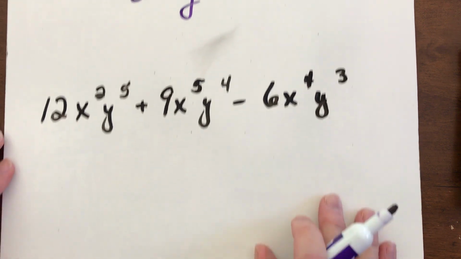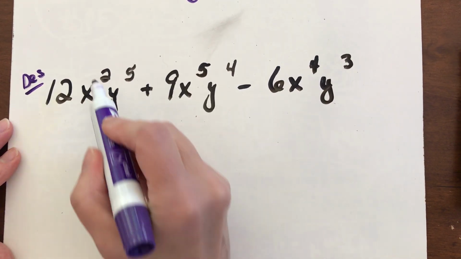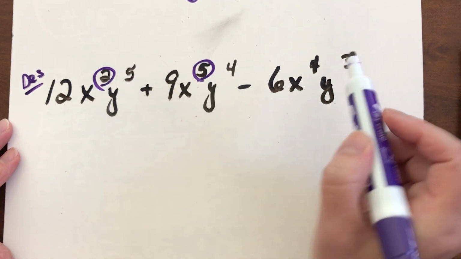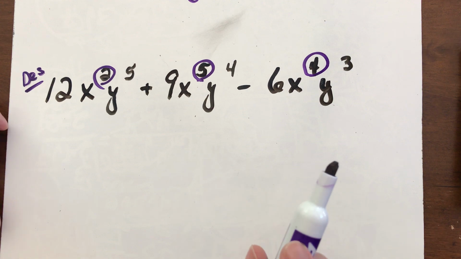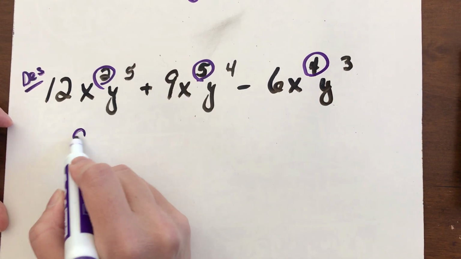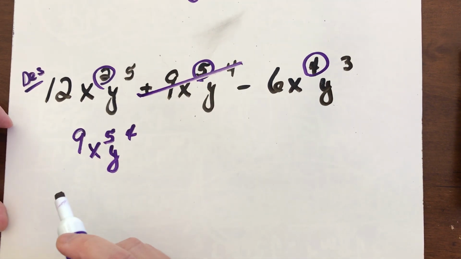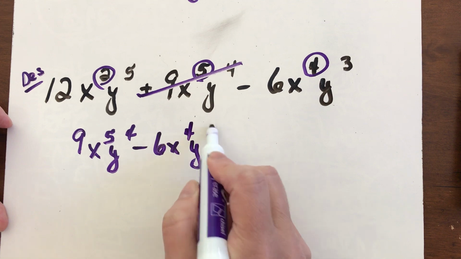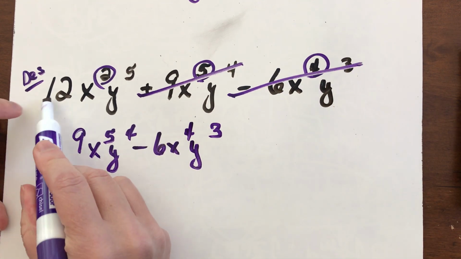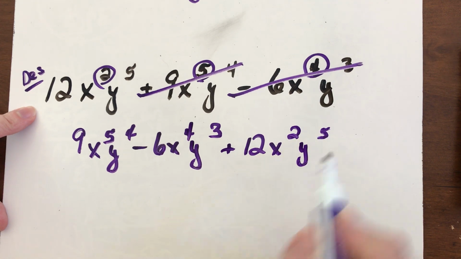All right, so let's look at a descending one in terms of x. Here's a 2, here's a 5, and here's a 4. So remember, descending is you start from highest to lowest. So highest is the 5, so I'm going to start with 9x to the 5th, y to the 4th. Get rid of that one. And then I have x to the 4th, so I bring down minus 6x to the 4th, y to the 3rd. Get rid of that one, and then that's a positive 12, x to the 2nd, y to the 5th.